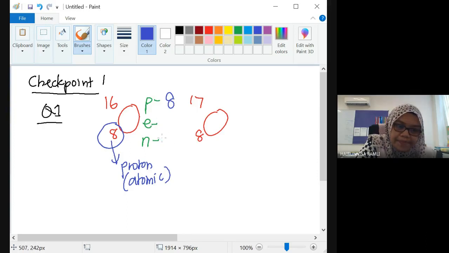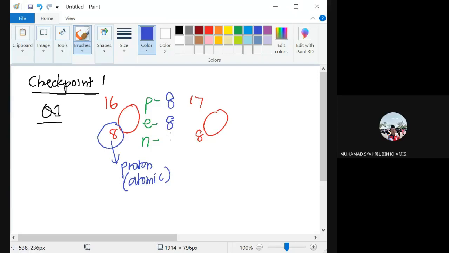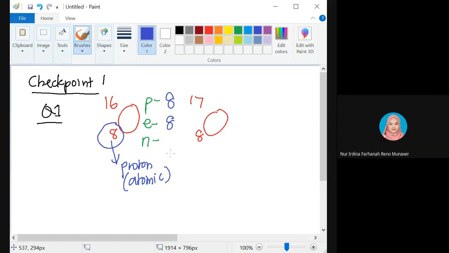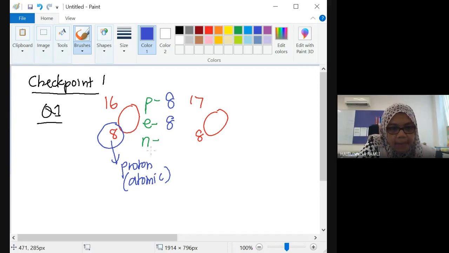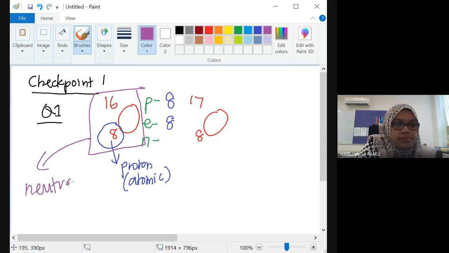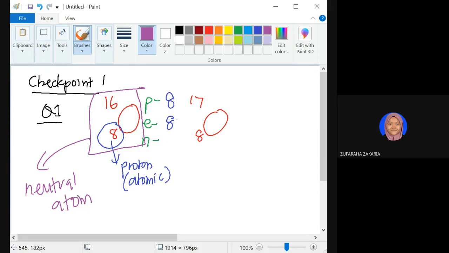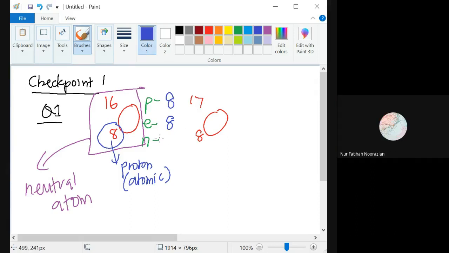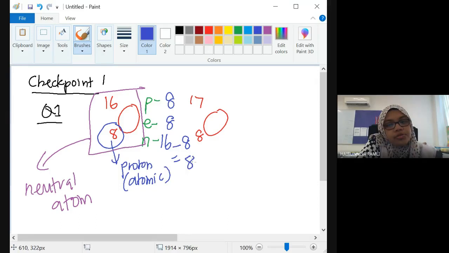So how about the electron? 8. Same as proton. Why is the value similar to proton? Because the number of protons is equal to the number of electrons. Why? Because the charge is neutral. Yes, I want that answer, because this oxygen is actually a neutral atom. So that's why the number of electrons is equal to the number of protons. So how about neutron? Eight. So the calculation is 16 minus proton, so it equals 8, right?